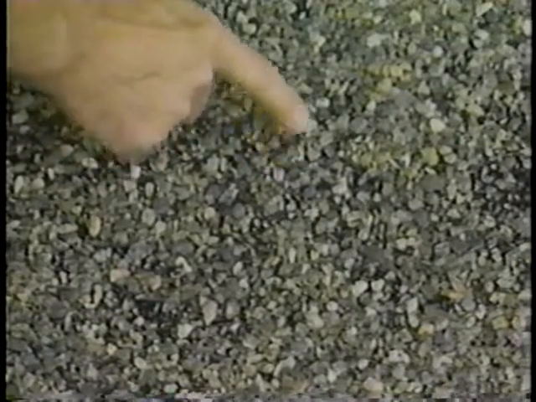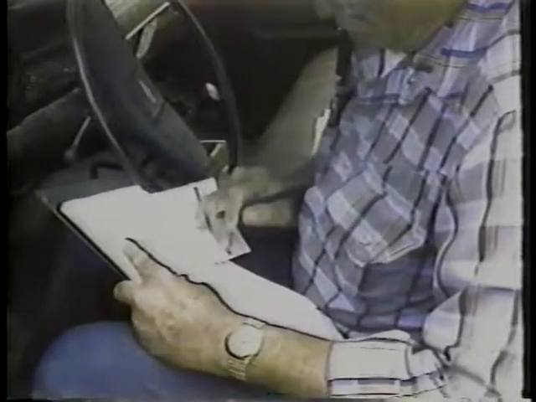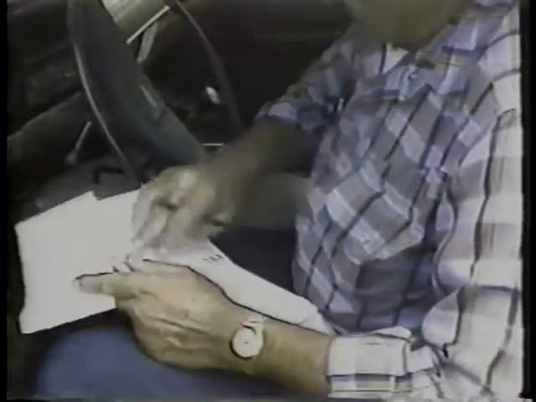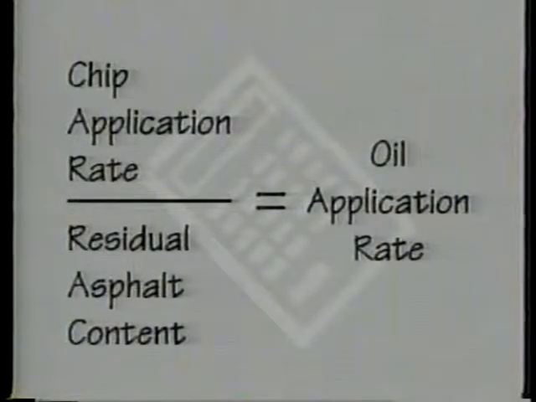As for the chips, the rate applied should leave the surface like this: one layer of chips evenly distributed, with small spaces in between. The rate is expressed as so many kilograms of chips per square meter of surface covered. To determine the application rate for the oil, you first need to know the percentage of residual asphalt content of the liquid asphalt being used. The standard for an emulsion is 63%. Dividing the chip application rate by this percentage gives you the oil application rate in liters per square meter.